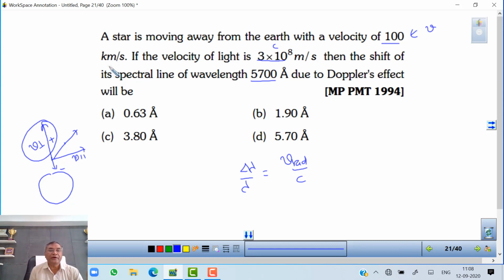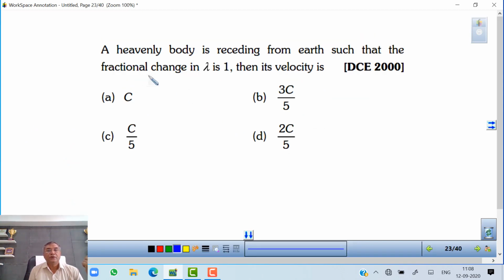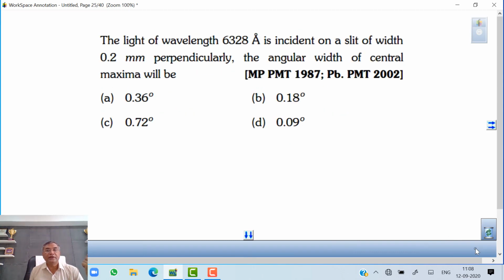Second thing, you must be careful about the units. This is kilometer per second. This is in meter per second. So it is also similar. I leave it to you. So this is based on that only.